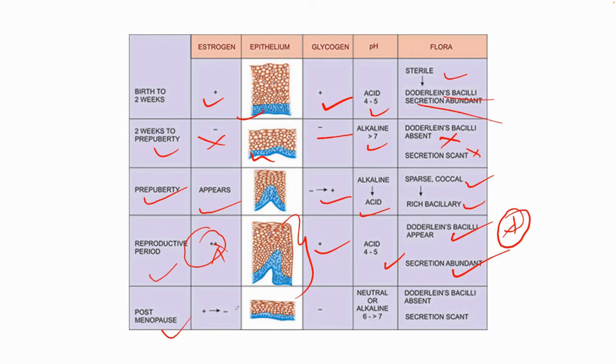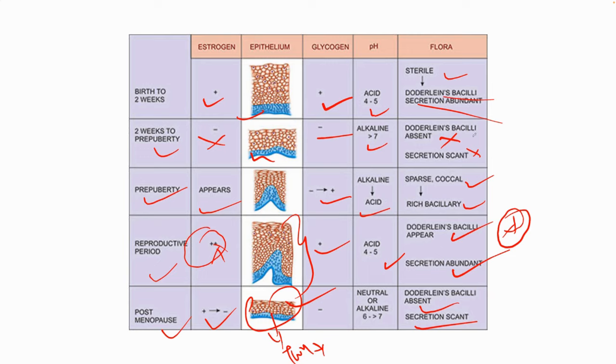And during the post-menopause, the estrogen will disappear again. There will be no glycogen. The layer of the epithelium will be thinner. The layers will decrease. The pH will be either basic or neutral. Again, the Doderlein bacilli will be absent and the secretion will be scant.